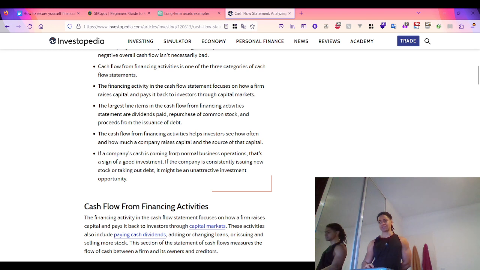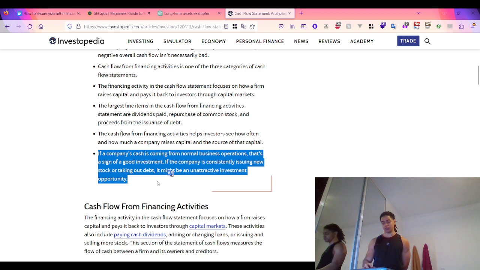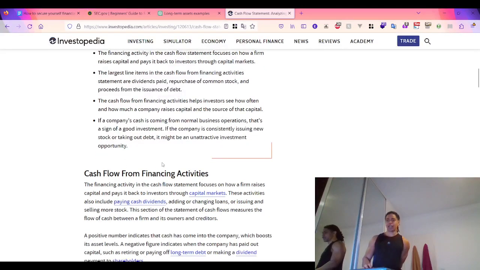If a company's cash is coming from normal business operations, that's a sign of a good investment. If the company is consistently issuing new stock or taking out debt, it might be an attractive investment opportunity. Again, this is an oversimplification, but it serves as a kind of metric for that.